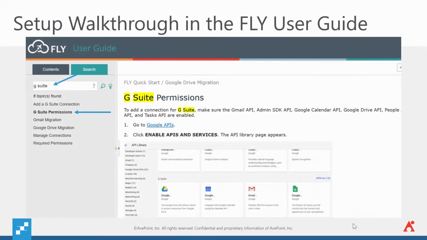As I mentioned at the beginning of this recording, please be sure to check out the walkthrough in the user guide. Once again, open up the Fly user guide, click search, type in GSuite, and go to GSuite permissions. Everything we talked about here, including all of the necessary URLs that you need to hit, and every single configuration is on one page. You'll be able to start at the top, follow it straight down to the bottom, and then you'll be all set to go back into Fly and create your GSuite connection.